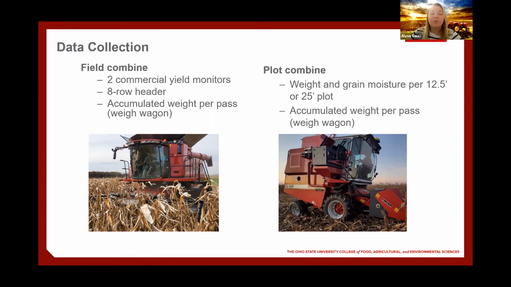The field combine was equipped with an 8-row corn head and 2 commercial yield monitors, and it ran the entire 1,000 feet at a constant 5 miles per hour. The plot combine also ran the entire 1,000 feet, but it did stop every 25 feet to collect an estimated weight. And for the smallest treatment, we did have to stop the plot combine every 12.5 feet to get data for those plots. This was done with hopes to have an accurate yield estimate of each plot that could ultimately be compared back to what the yield monitors would report. Then we also measured the weight of each pass with the weigh wagon for those accumulated weights.